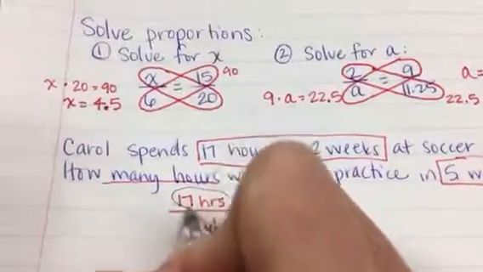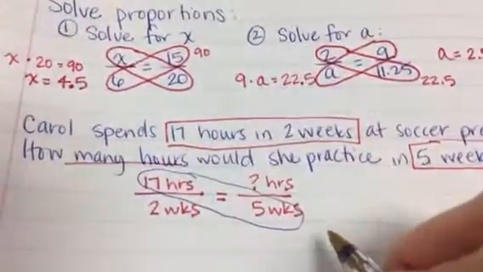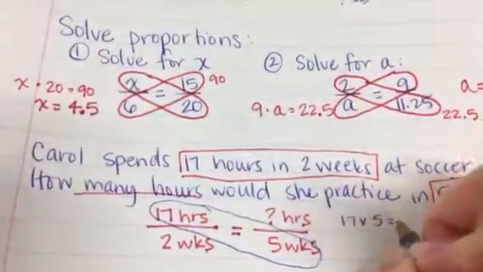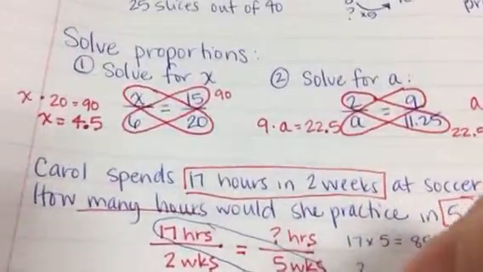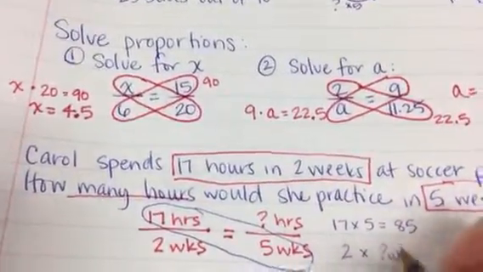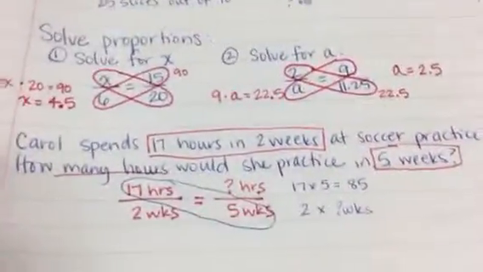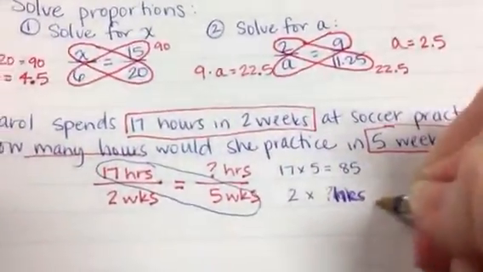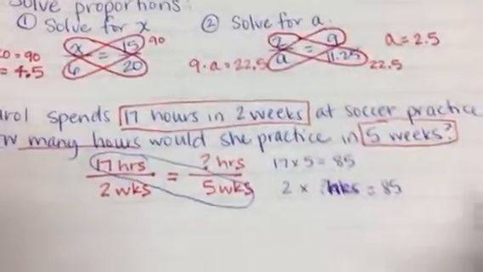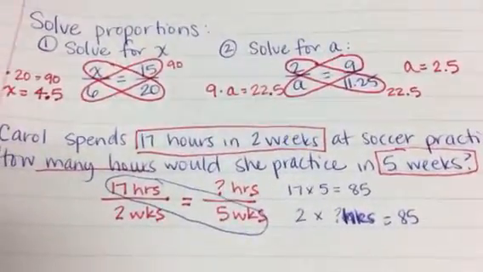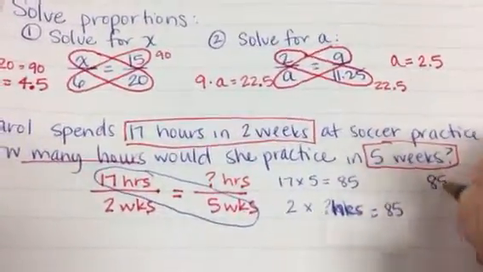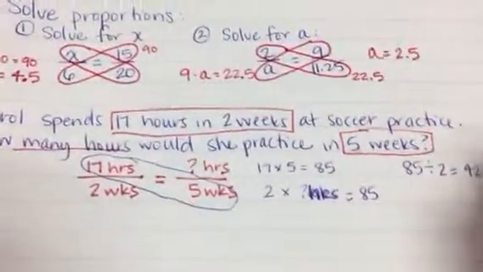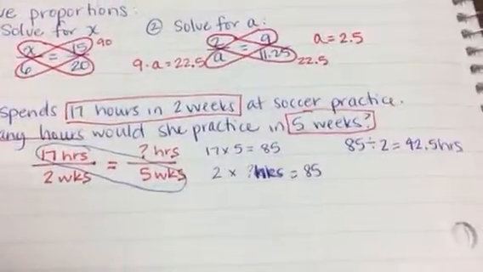So we're going to use cross multiplying to figure this out. So 17 times 5 is equal to 85. And then 2 times however many hours that would be should give me 85. So to solve that, I'm going to do 85 divided by 2, which would give me 42.5. So she should practice 42.5 hours.